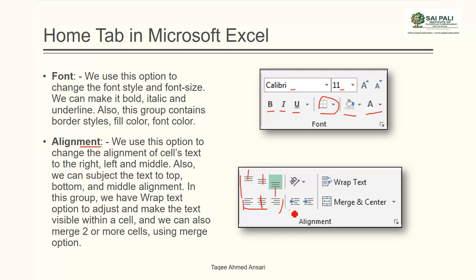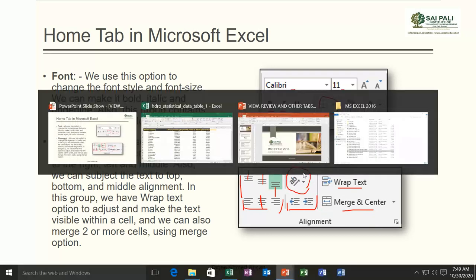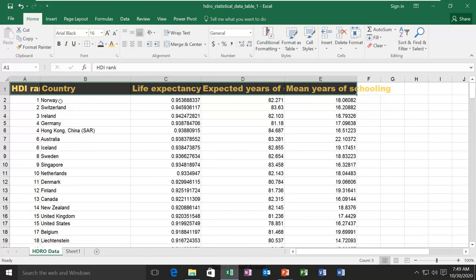You can increase and decrease the indent for the text in the cell. You can use text wrapping also. You can use merging the cell also, and you can change the direction of the text of the cell. Like you have here, if you see this, it is by default here. If you see in the alignment group, it is aligned to middle, it is aligned to bottom.